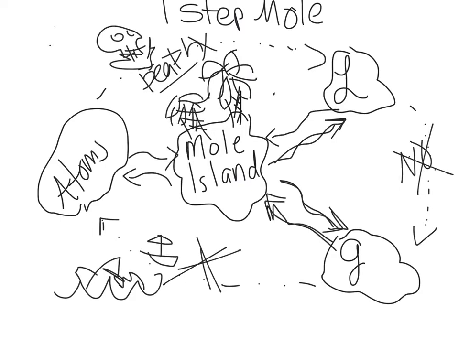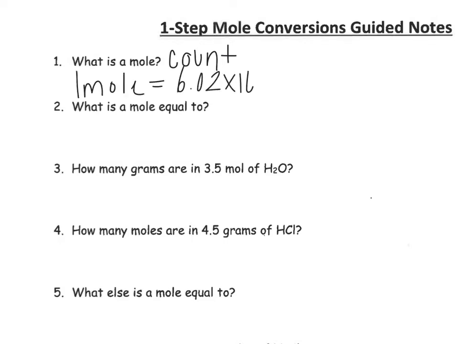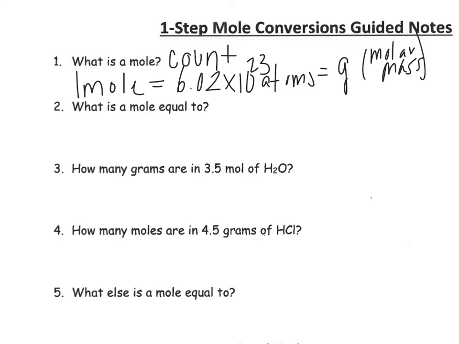Okay, what are we talking about here? We are talking about one-step mole conversion. What is a mole? Well, you now know that it is a count. 1 mole is equal to 6.02 times 10 to the 23rd atoms. It's also equal to grams, which is the molar mass. And that number we get off the periodic table.